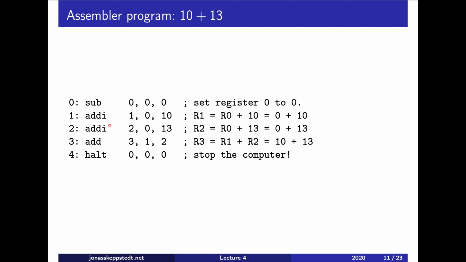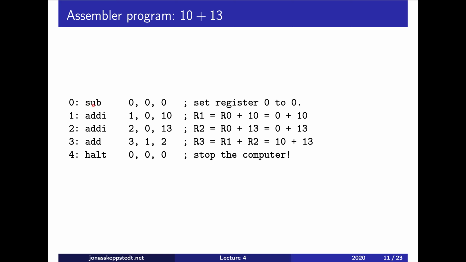So we will use register 1 for 10, and 13 will be put in register 2. So the operands here, sometimes they mean a register number, and sometimes they mean a constant. And which one is which depends on which instruction it is.